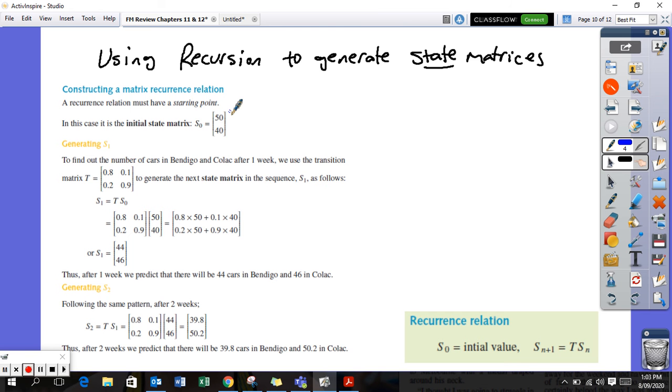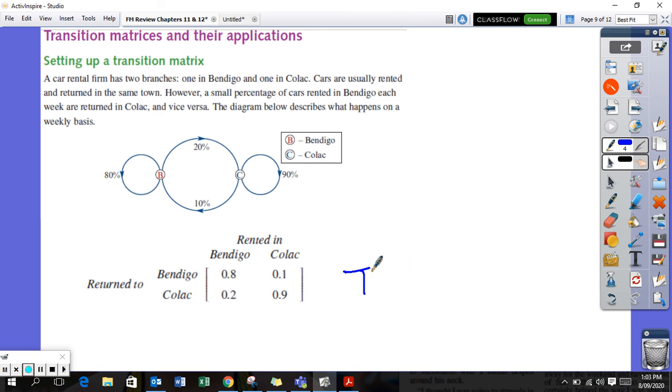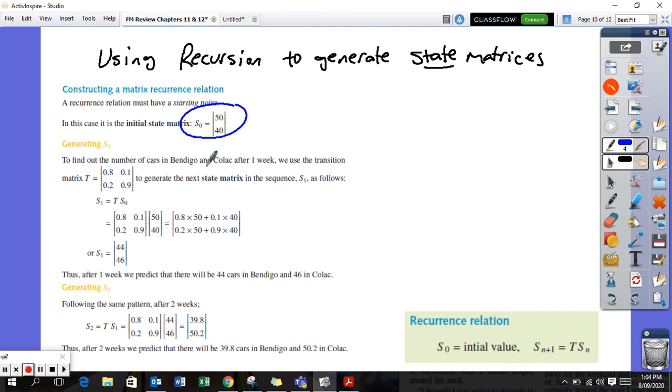So then we start with a starting point. So we say there's 50 cars in Bendigo and 40 in Colac. And so what we do is we use that transition matrix. So this here was a transition matrix T, and we use that transition matrix to see what's happening over time. So after 1 week, S1 is T times S0, the initial solution, and we get that after 1 week there's 44 cars in Bendigo and 46 in Colac.